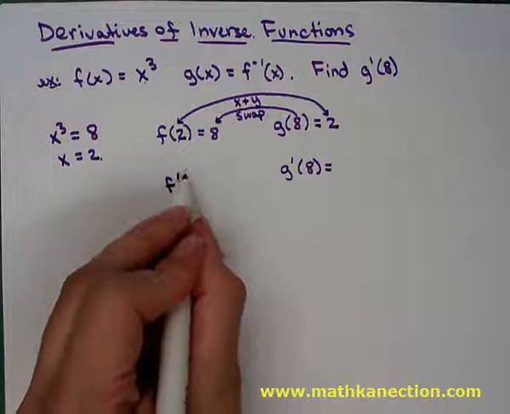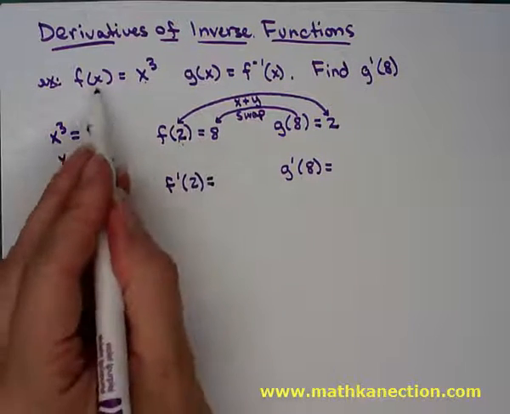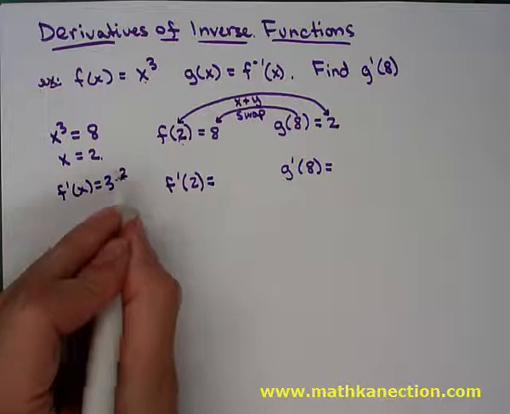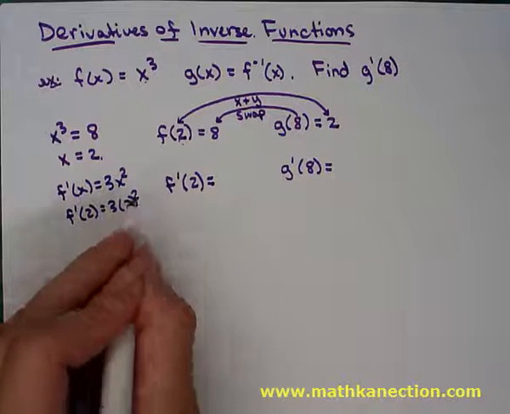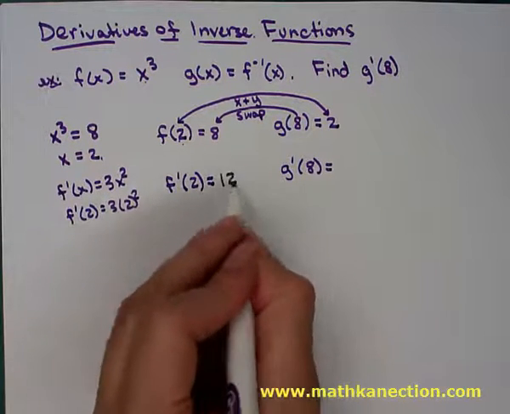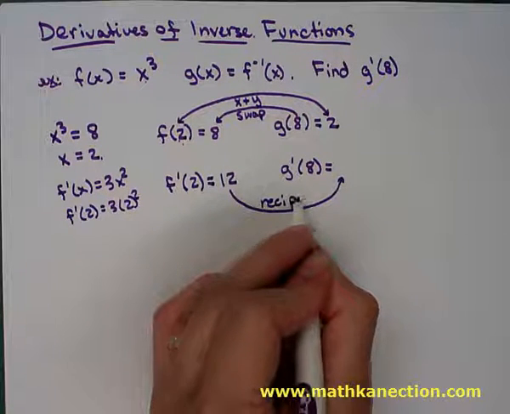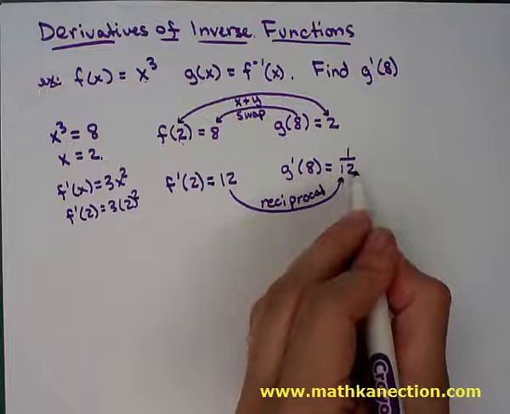Now we'll need to get the f prime at that x value of 2. So to get f prime of x, take the derivative of f of x, which is 3x squared. Replace in the value of 2 for x. So f prime of 2 is equal to 12. Reciprocal the slope at f of 2, so f prime of 2 is equal to 12. Reciprocal that answer to get g prime of 8 is equal to 1 over 12.